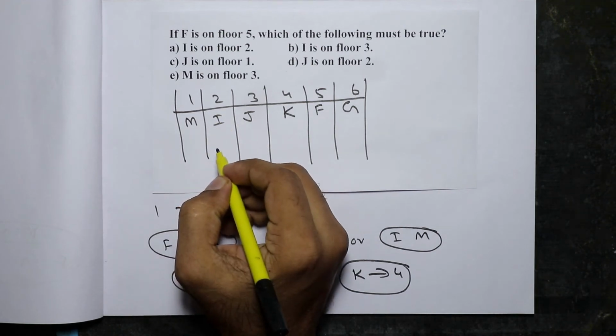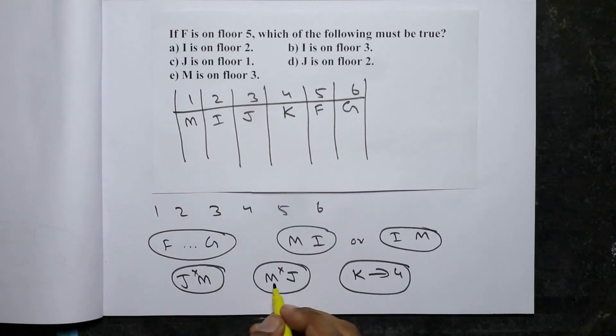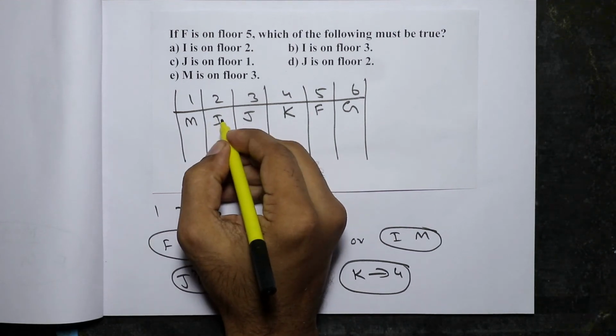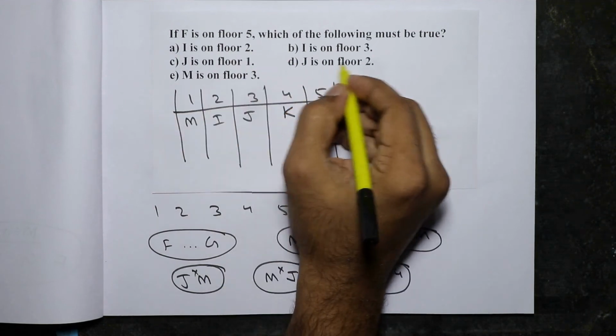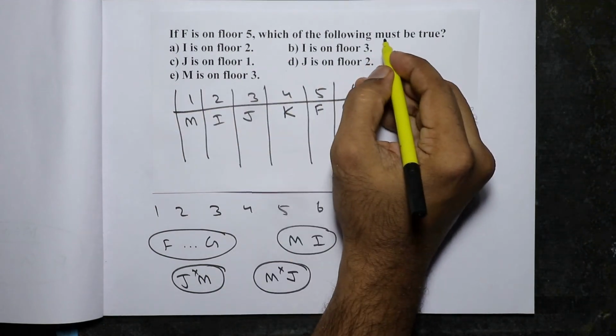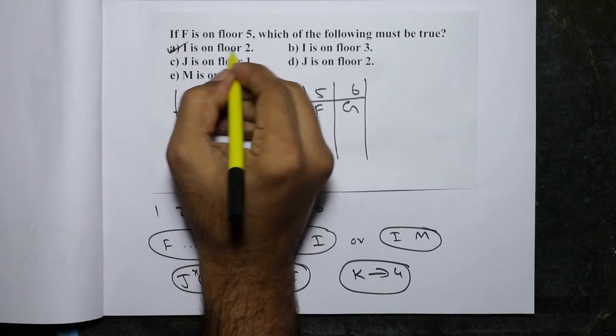That compulsorily must be true. So that M and J are not in adjacent floors. So I has to be in floor 2. That must be true. Other options may or may not be true. So what must be true is option A. I is in floor 2.